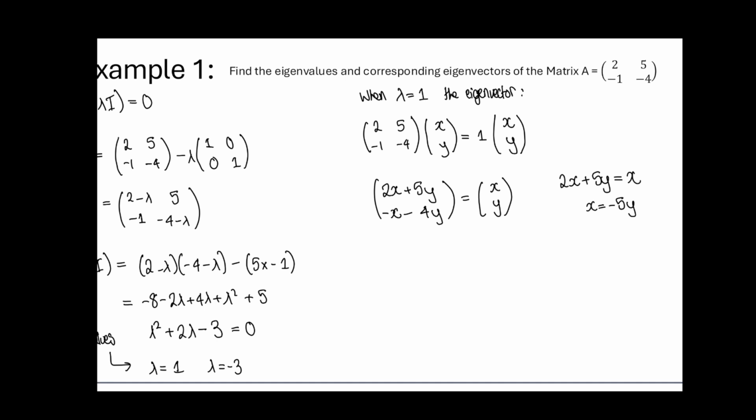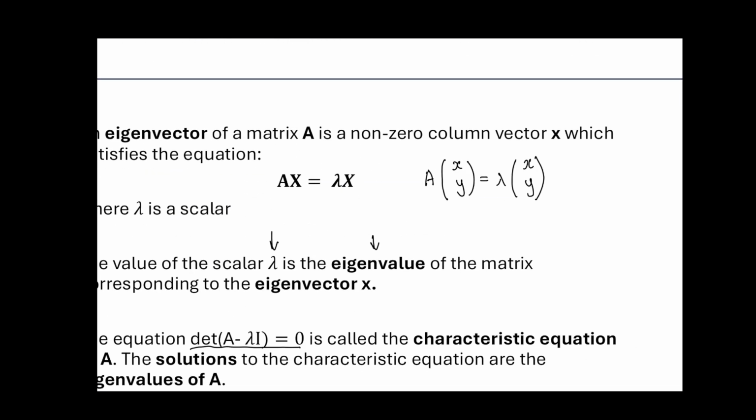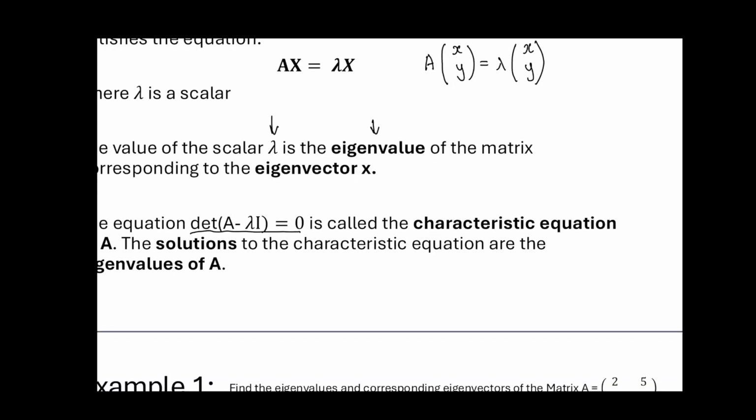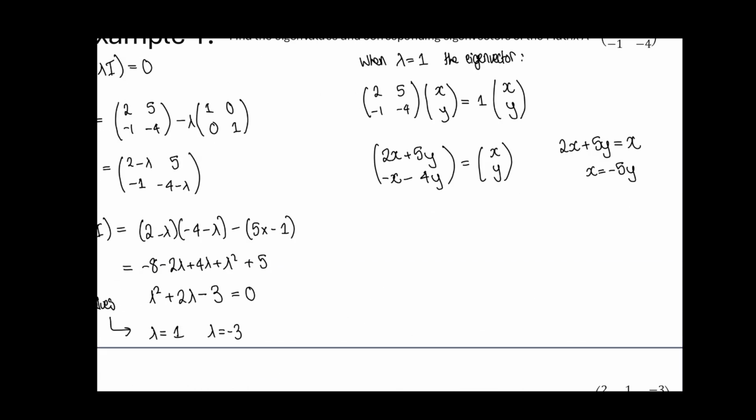So that means we have free choice of one of the variables. However, we can't choose 0 because the vector x is a non-zero column vector. So the next easiest number would be to let y is equal to 1. So when we let y is equal to 1, we get x is equal to minus 5. So our eigenvector when lambda is equal to 1 is (minus 5, 1).